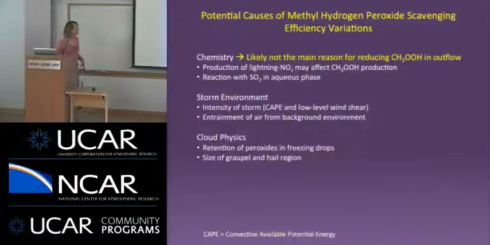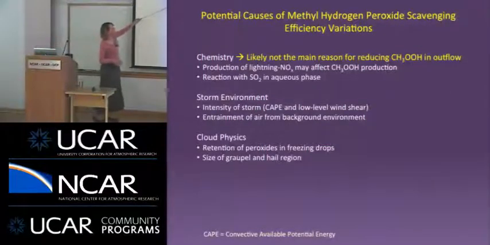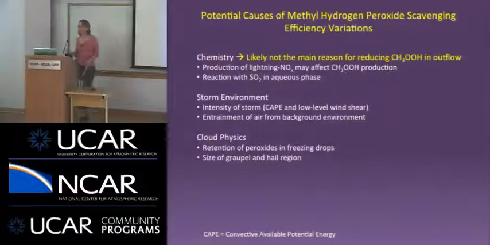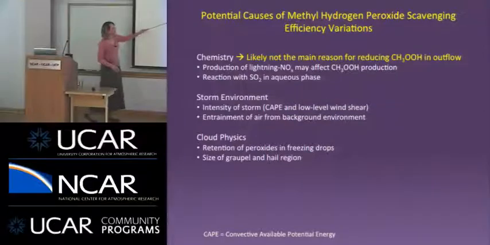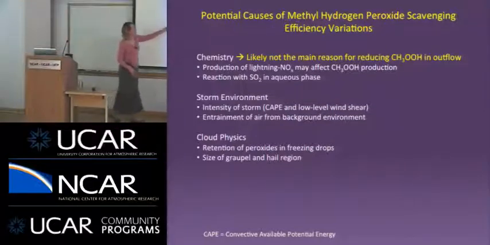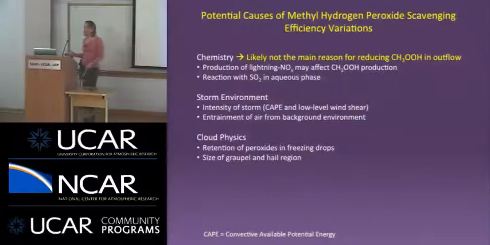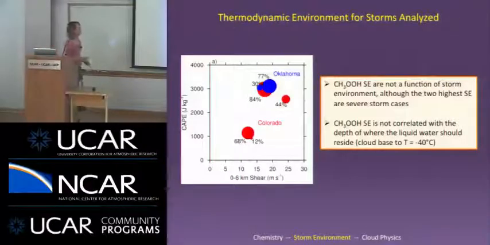So just going back to my list of possibilities, it looks like chemistry is probably not the main reason for methyl hydrogen peroxide scavenging to vary so much. So let's look a little bit at the storm environment. And I'm going to talk about the intensity of the storm in terms of the convective available potential energy and the low-level wind shear. And then I'm going to talk about entrainment.